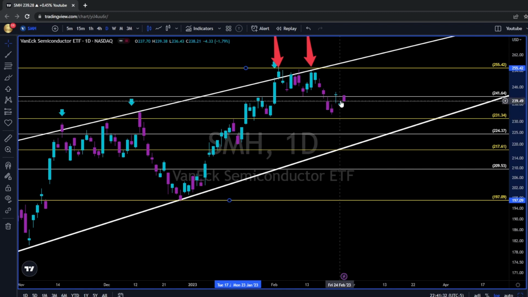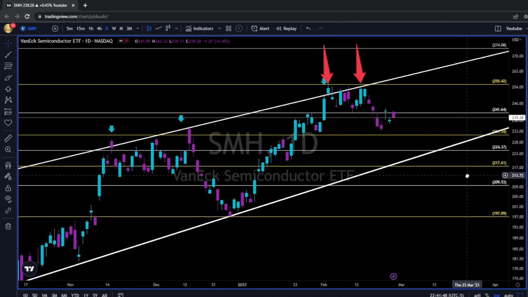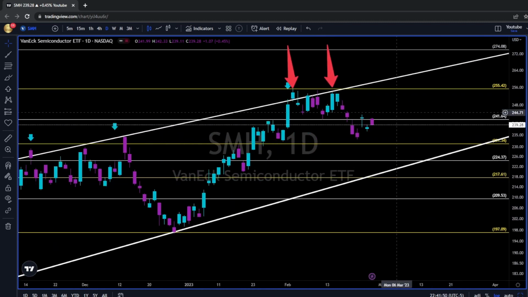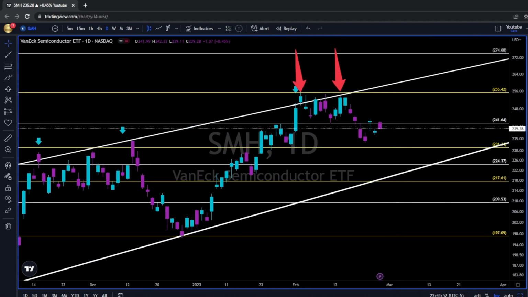Look left. Why do we have all these dojis? Because this area between the 231 and the 241, look at the price action here. Now look at the price action over here. Always look left to see why price is moving the way it is.